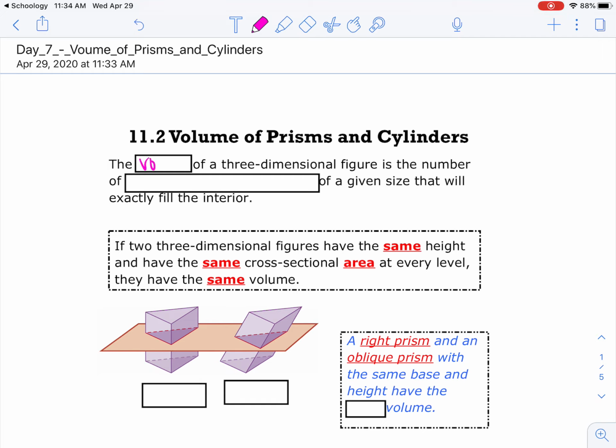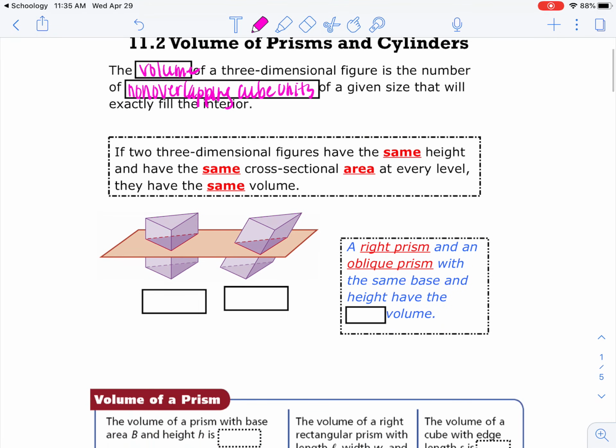So it says the volume of a three-dimensional figure is the number of non-overlapping cube units of a given size that will actually fill the interior. So, like if you had to fill it with cubes, how many cubes would you fill it with? And they could be in cubic inches, cubic centimeters, cubic miles.